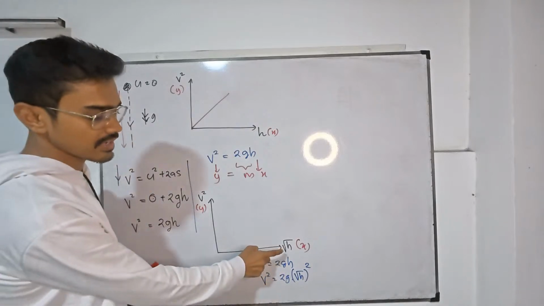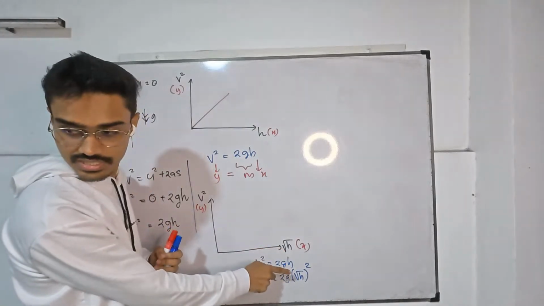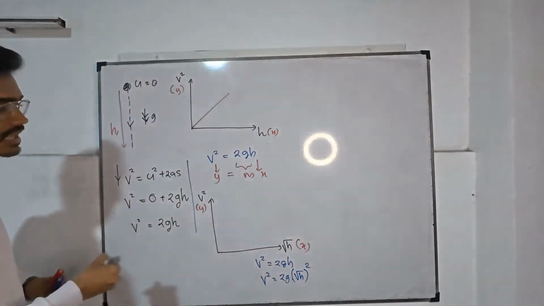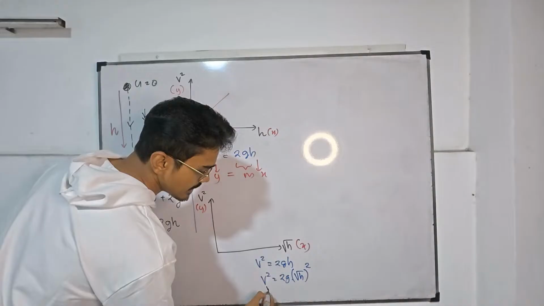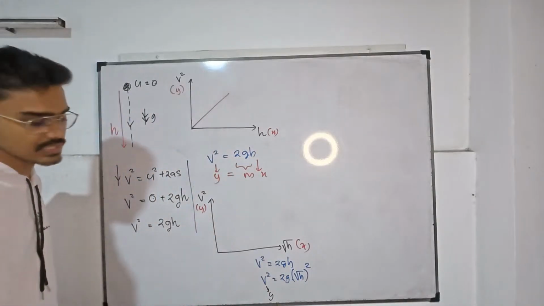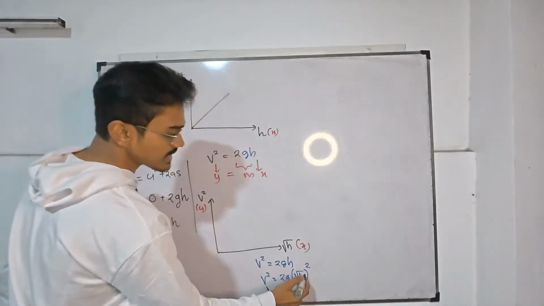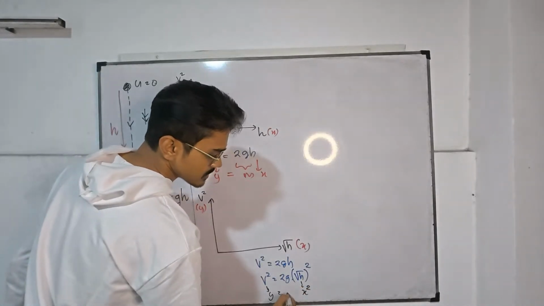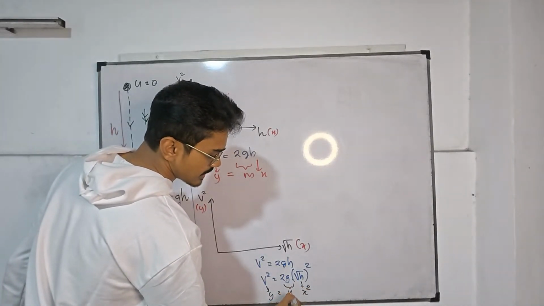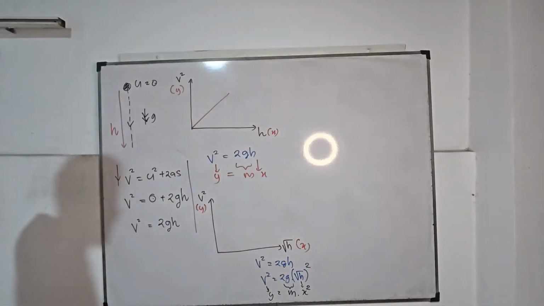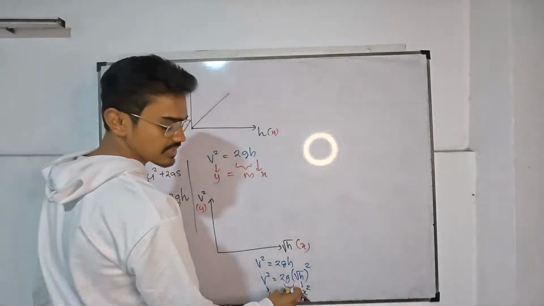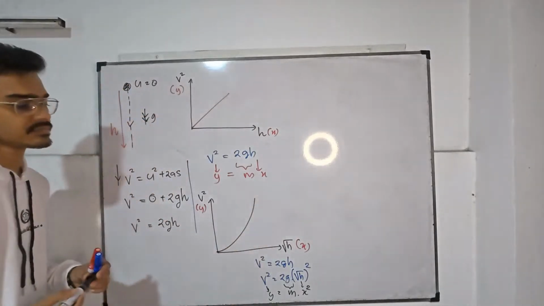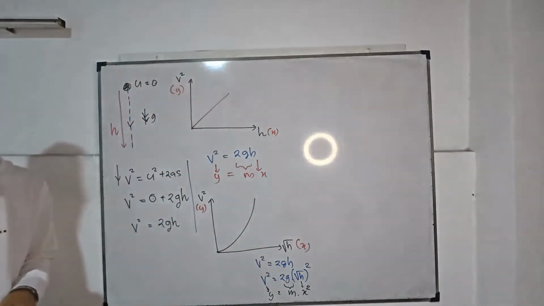Now my requirement is satisfied. I have root h in the equation. Identify variables. V squared is y. Root h is x. Therefore this is x squared, and whatever is the product with the independent variable is the gradient. Y equals mx squared. So the shape is this. Y equals mx squared.